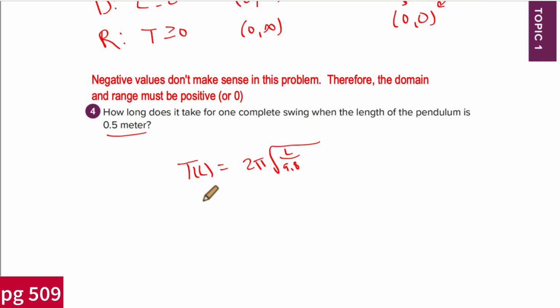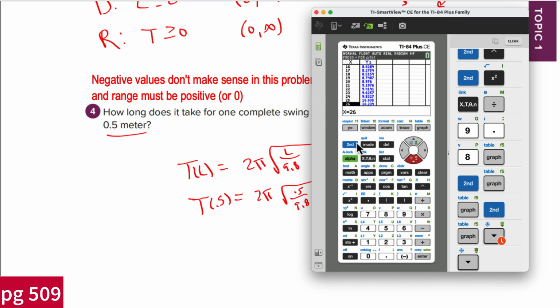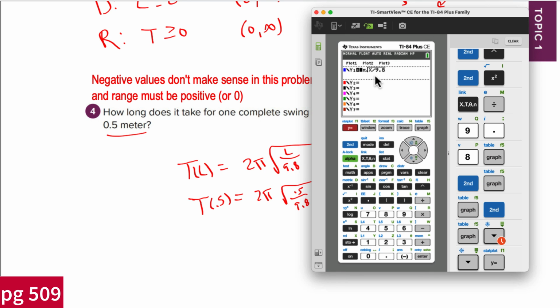All right, the length they're telling us is 0.5, so that's going into the L, and that equals 2 pi times the square root of 0.5 over 9.8. But guess what? We have our calculator. Do you remember how to do this in your calculator? Check this out. I already have the formula right here.